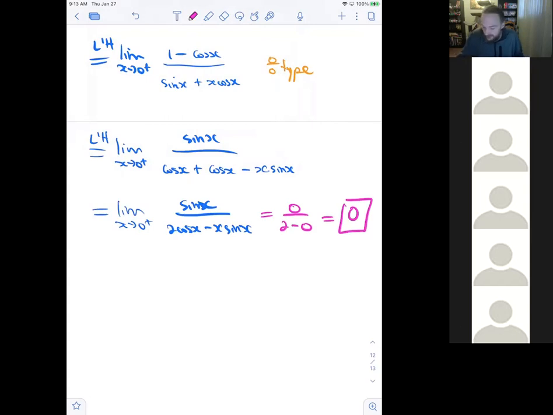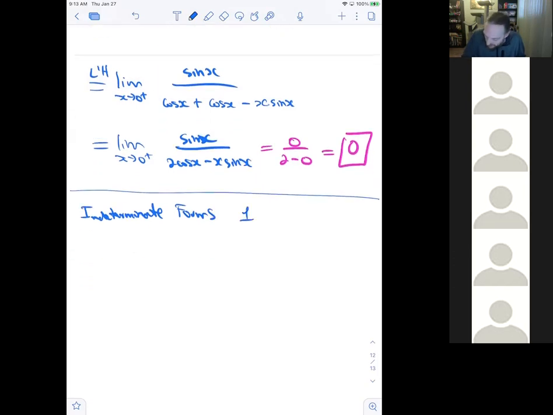Let me try to squish in the idea. I have 5 minutes. Let me try to squish in the last 3 types: 1 to the infinity, 0 to the 0, and infinity to the 0 type. These are the last 3, so that's all 7.